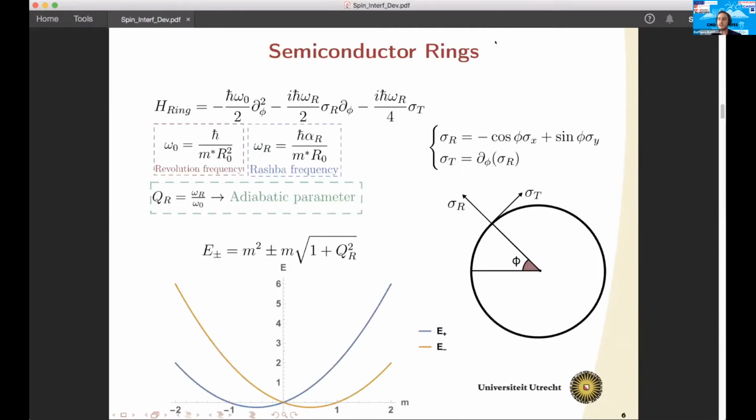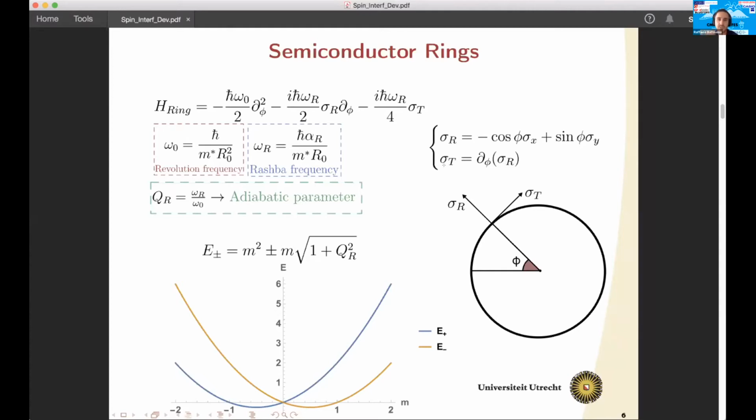Now, rings are typically described by effective 1D Hamiltonians, like this one here, which we can see. We have a kinetic term, which is proportional to the revolution frequency of the electron, plus two other terms, which are proportional to the Rashba frequency, and which contain the radial and tangential Pauli matrices, as I think you can see here.